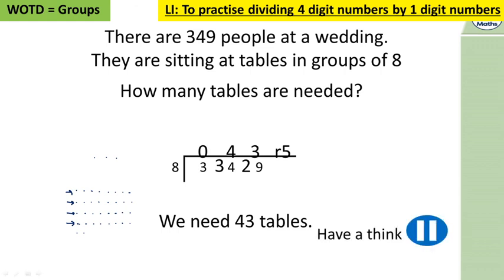Is that correct? No, because if you've only got 43 tables and you've got a remainder of 5, that means you've got 5 people having to stand up. So you need to put another table in there. If you end up with a remainder, you need to add an extra 1. Otherwise, you'll have people standing up, and I don't think they'll be very happy, especially if they're the ones getting married.